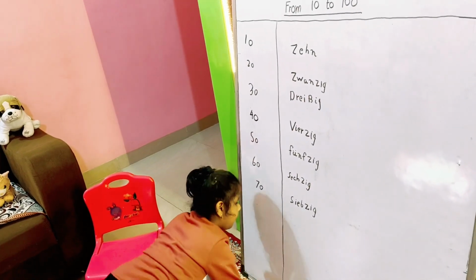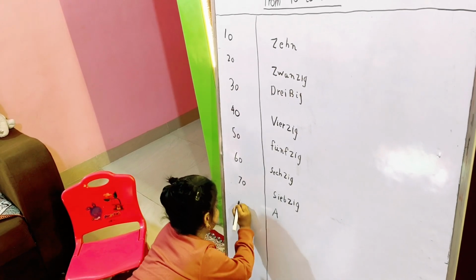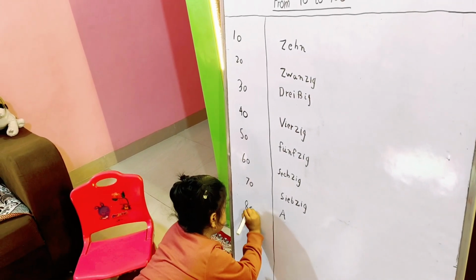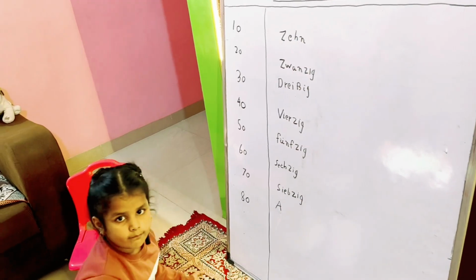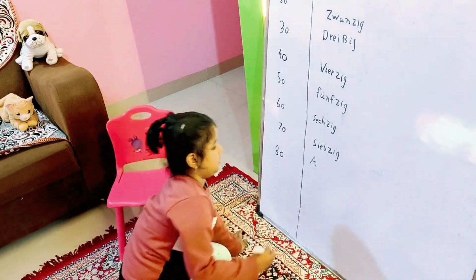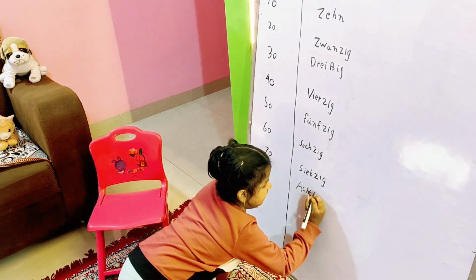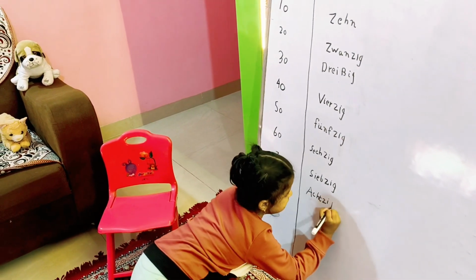Now the number 80. What will we say in German for 80? Achtzig. Achtzig, A-C-H-T, then Z-I-G. Achtzig.